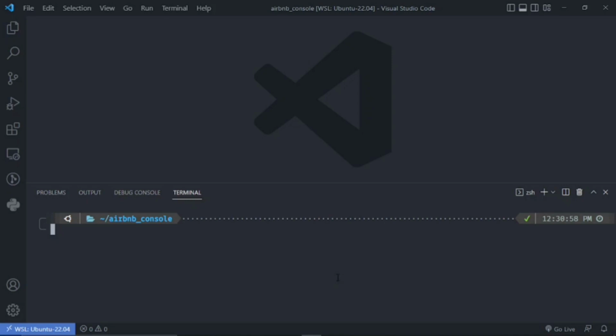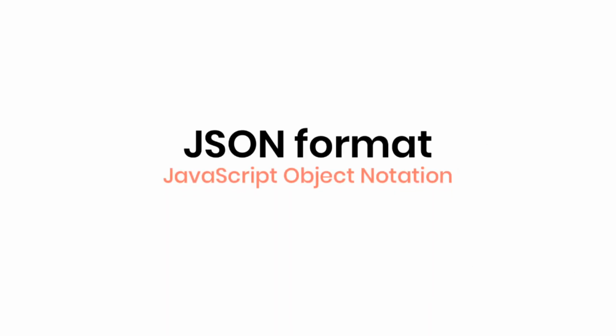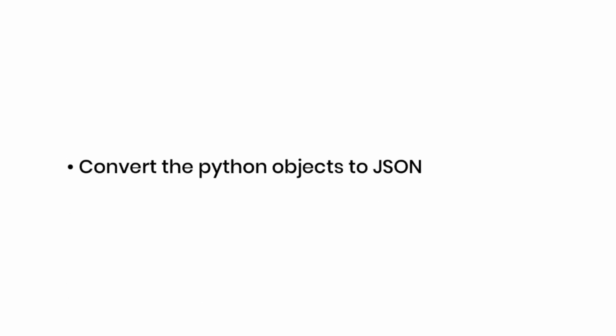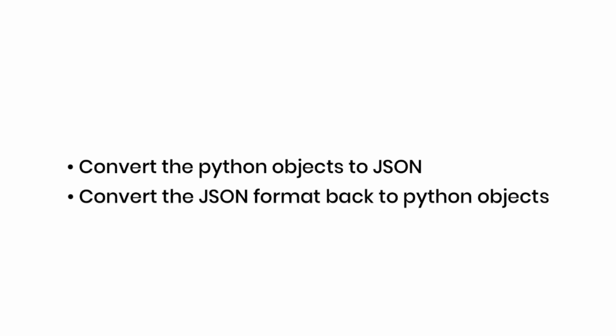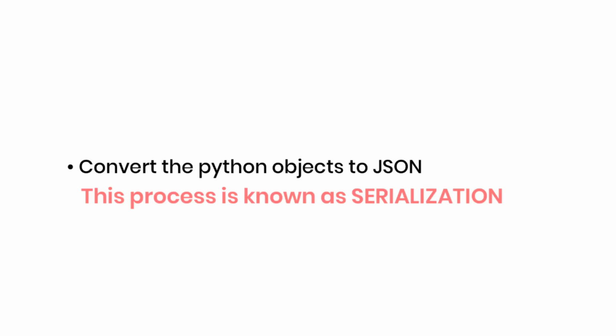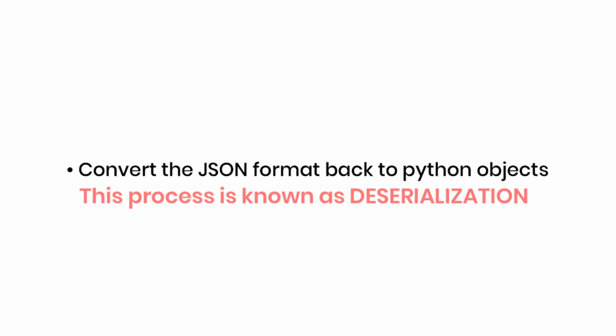This begs the need for some sort of standard format in which our Python objects can both be stored and transferred over a network. In this project, we're going to be using the JSON format, which stands for JavaScript Object Notation. So it follows that to achieve data persistence, we will need to convert our Python objects to JSON. And just in case we need to use our data back in the application, we will need to convert the JSON format back to Python objects. The process of converting Python objects to JSON is known as serialization, and the process of converting JSON back to Python objects is known as deserialization.